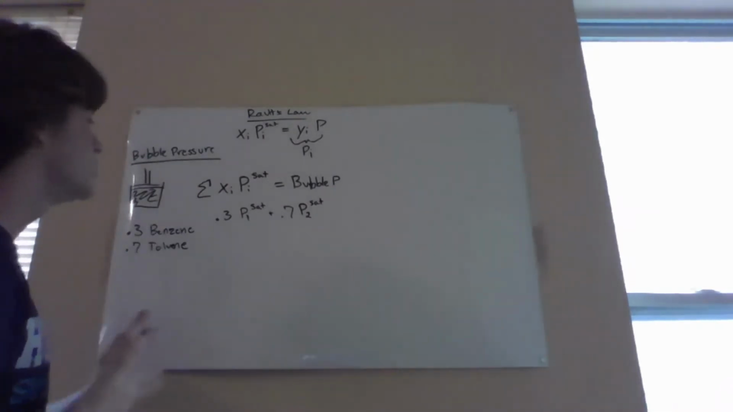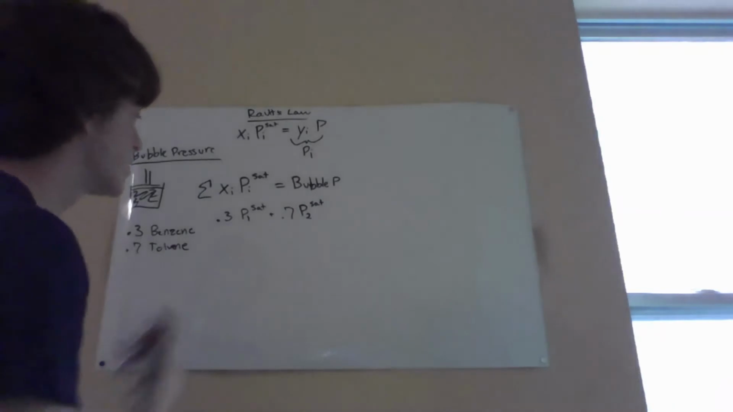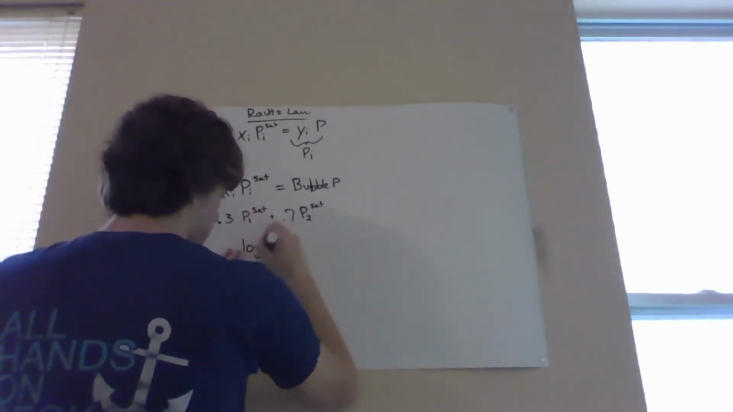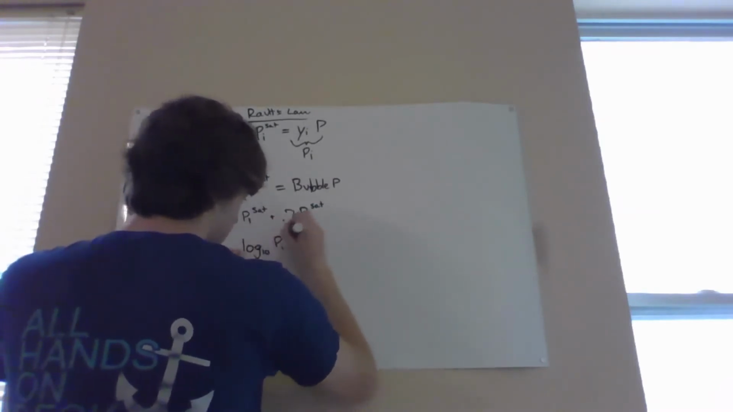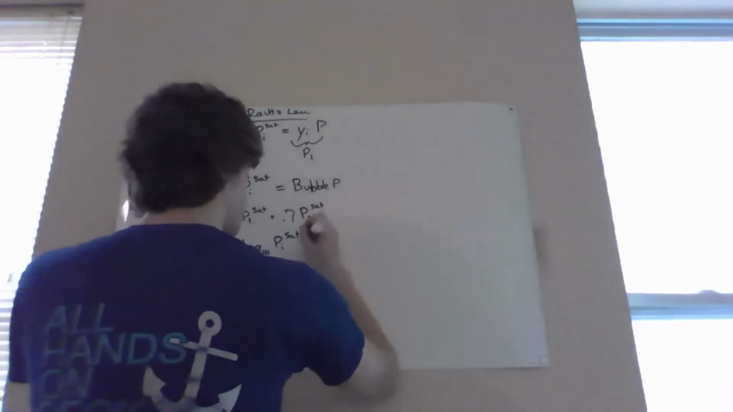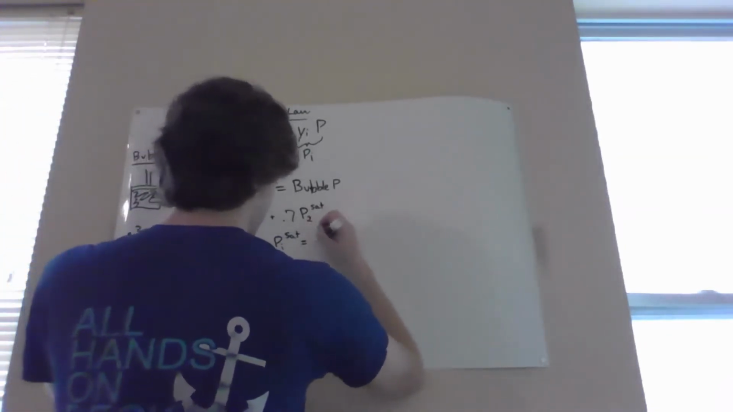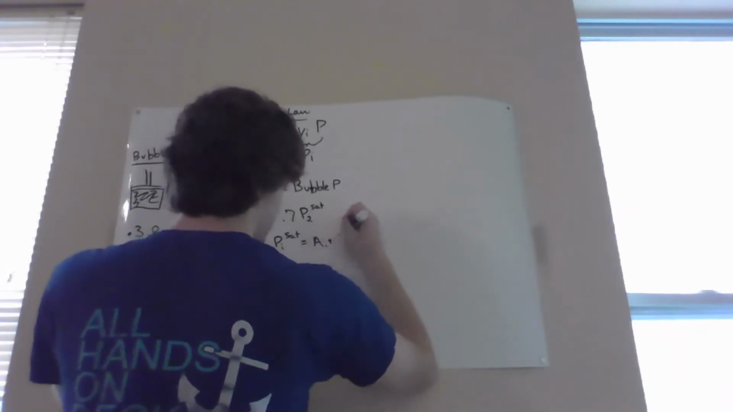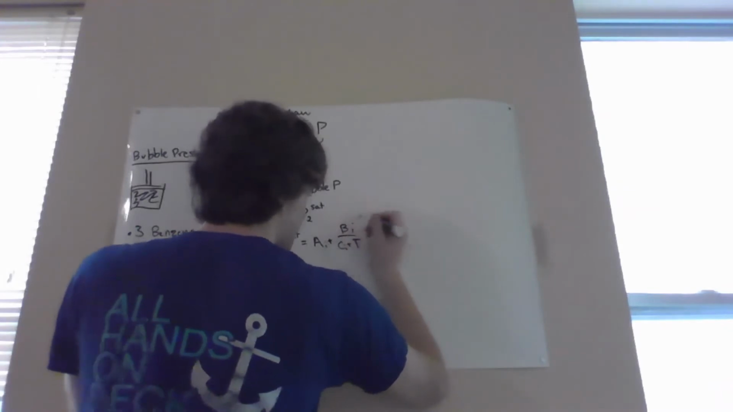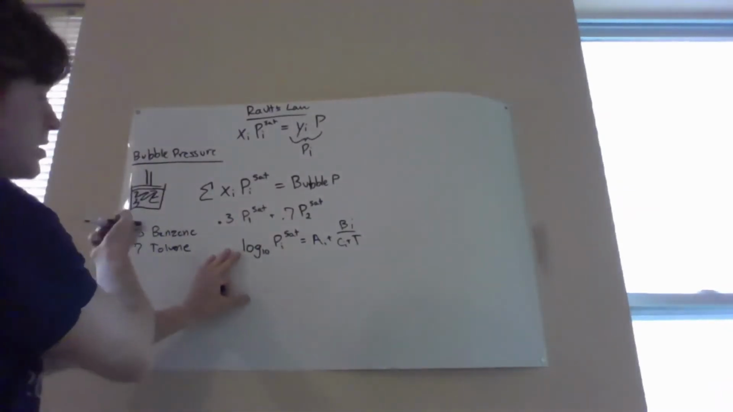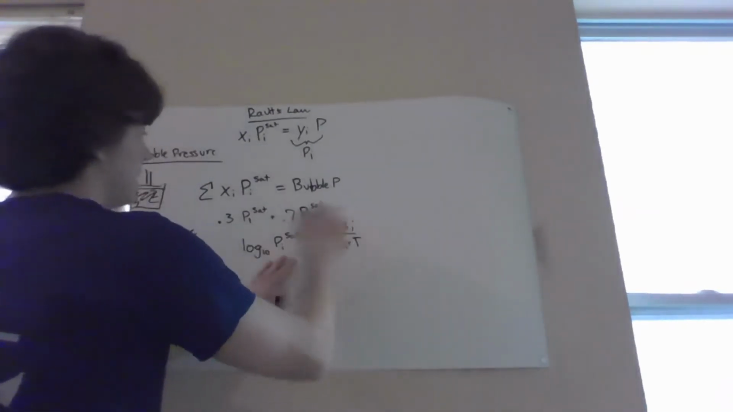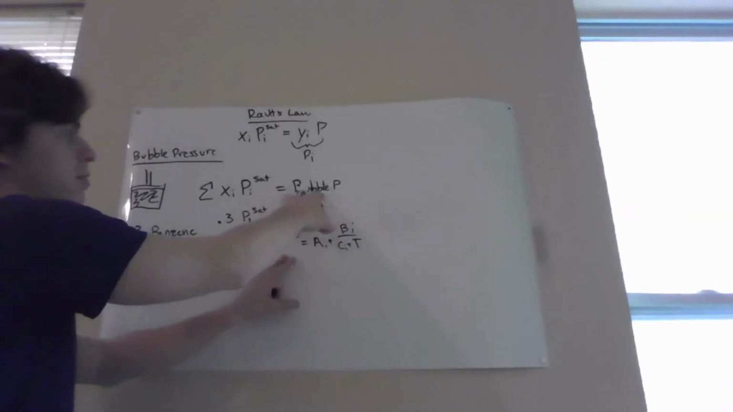And we will be able to calculate these saturation vapor pressures using Antoine's equation. So it'll look something like this: log base 10 of the pure component saturation vapor pressure of our component will be equal to A plus B over C plus T. And in this situation, since we are under constant temperature, we'll be able to solve for these and then from there solve out for our bubble pressure.